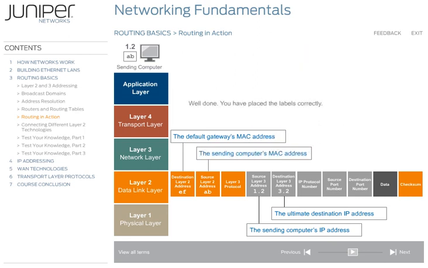Well done! You have correctly identified each of the addresses in the data. Remember that the destination layer 2 address is the data's next hop, in this case the default gateway. On the other hand, the destination layer 3 address is the data's ultimate destination, in this case PC 3.2. Click the Continue button when you are ready to see what happens next.